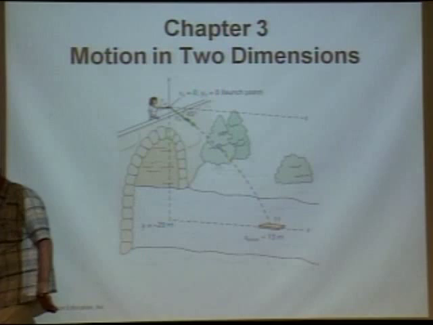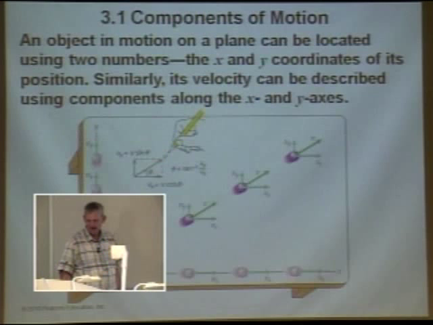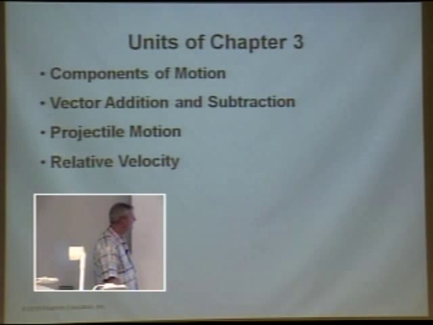Now we break our vectors down. Notice that's a velocity vector. And here's what we're going to be talking about. The units of chapter 3 are components of the motion and vector addition and subtraction. That's all we'll get done today. And then we'll talk about projectile motion and relative velocity.